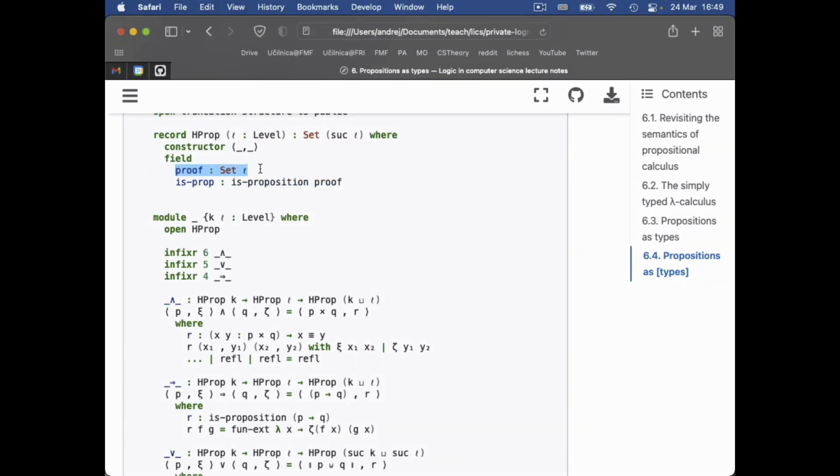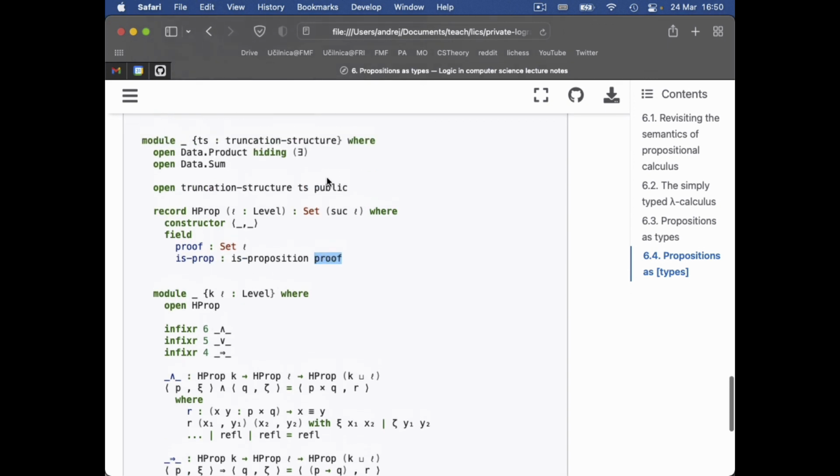So that's why this record type here has two fields. The first field is a type, and the field name is proof, because to have an element of this type means to have a proof of the proposition. And then the second field says, actually all the proofs are equal. The type of proofs has the property that all are equal.